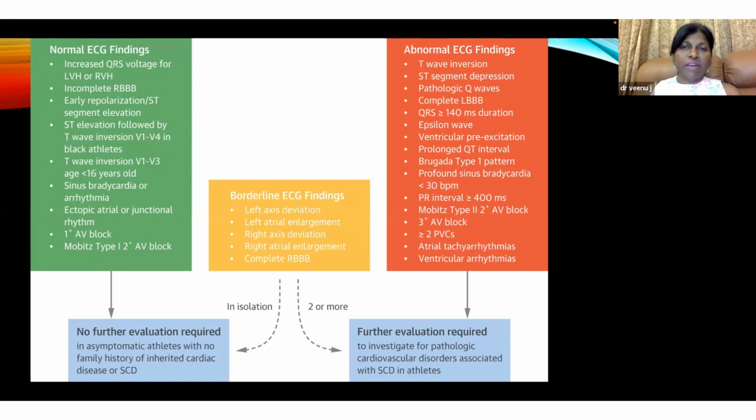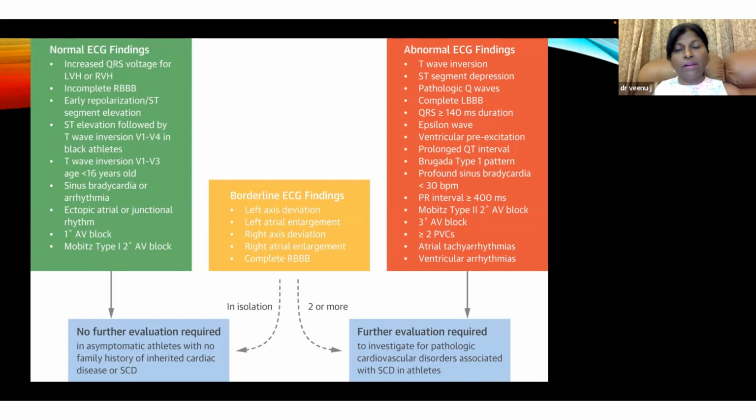Because of the vagotonic effect, they can have sinus bradycardia, first degree AV block, and second degree AV block, Wenckebach type, that is a type 1. So these are all normal in a case of an athlete. Some borderline changes are also there, which in an endurance athlete we can expect: some amount of left atrial enlargement, right atrial enlargement, and left axis deviation and right axis deviation. And we can even accept a complete right bundle branch block.